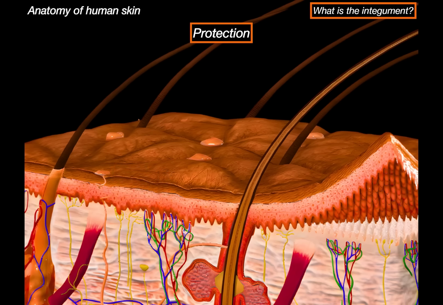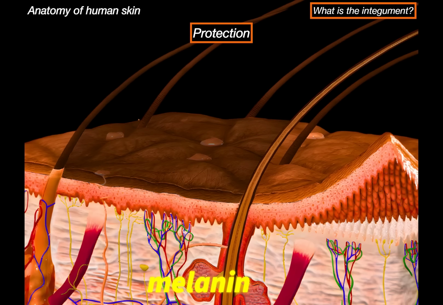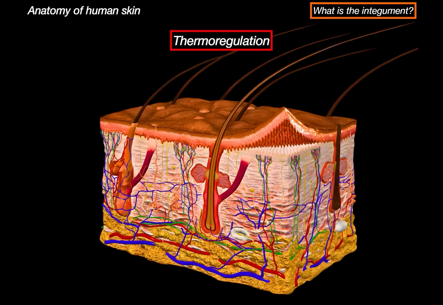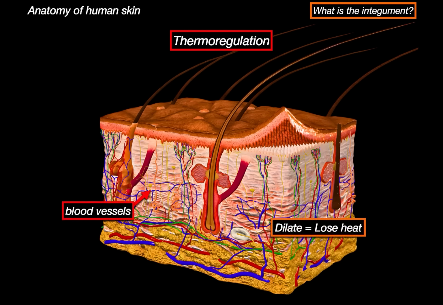The integument also contributes to protection against sunlight. Melanocytes in the deeper epidermis produce melanin, and this pigment absorbs part of the UV radiation that would otherwise damage DNA. The integument is also central for thermoregulation. In the dermis, there is a network of blood vessels that can dilate when you need to lose heat and constrict when you need to conserve it.